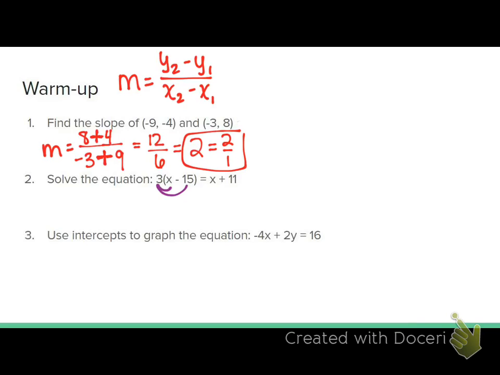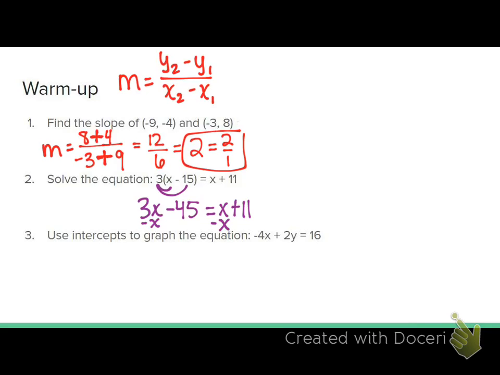When we distribute the 3, what do we get? 3x minus 45 still equals x plus 11. What would we do next? -11. No. We could do that. Why don't you subtract it? Okay, I like subtracting the x to get all the x's together. Whatever we do to one side, we have to do to the other.